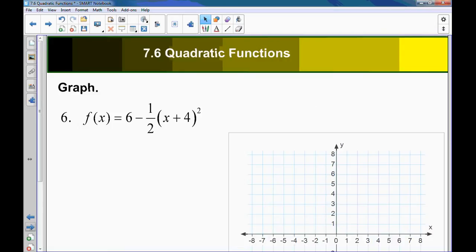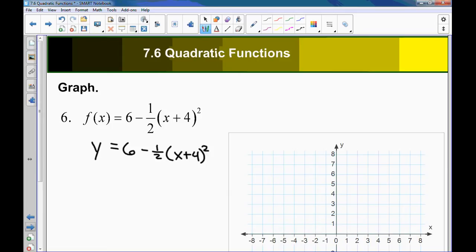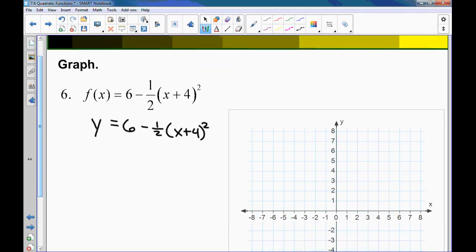So I'll start you off with an easy one. This one looks really, really similar to what we did in 7.5. The only difference is that f of x we changed to y now. So we have y equals 6 minus 1/2 parentheses x plus 4 squared. This almost looks exactly like we had it in 7.5. The only difference is, let's subtract that 6 over just to make you guys nice and comfortable. Now we know how to graph this. So here is our equation. y minus 6 equals -1/2 parentheses x plus 4 squared.